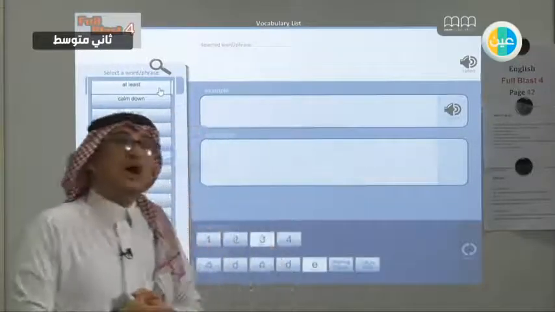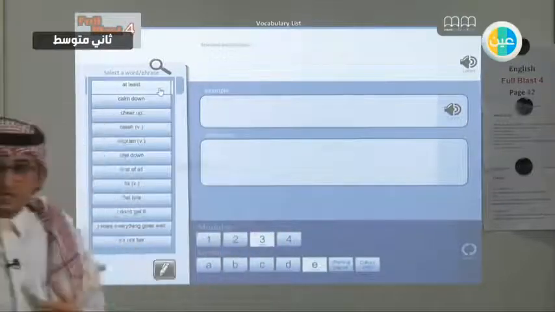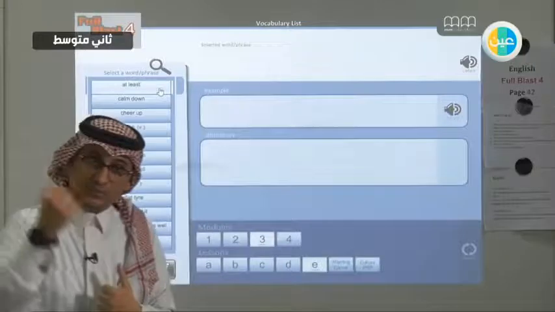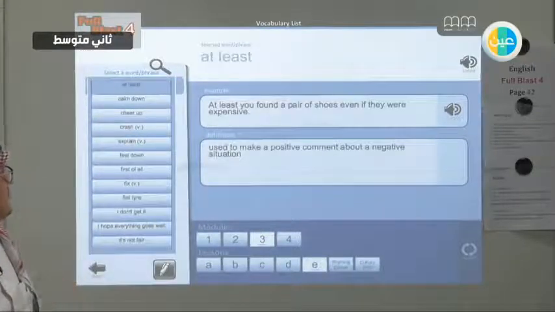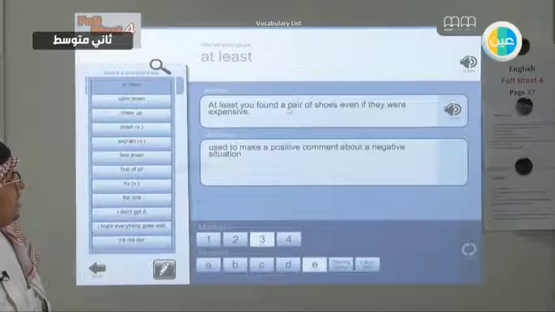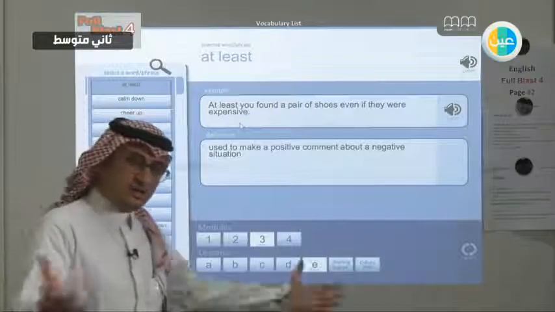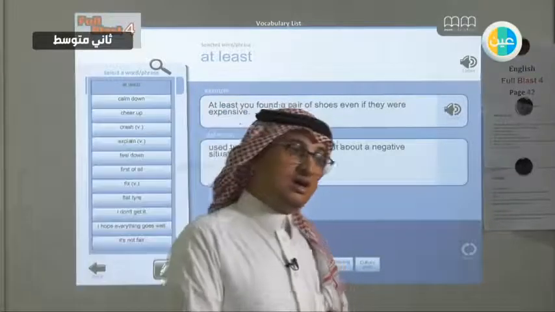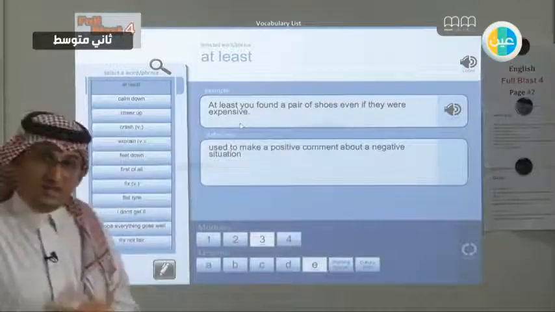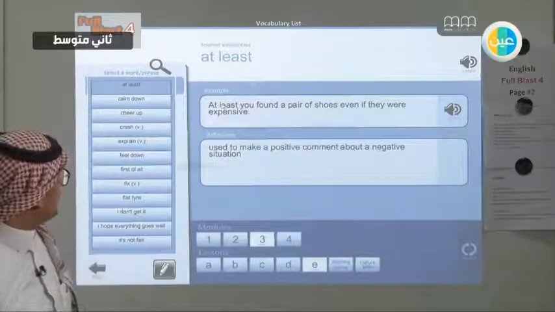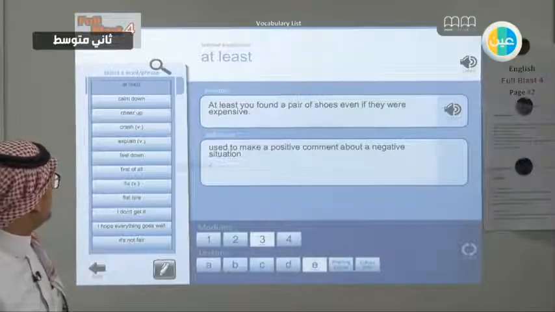So when I have a positive comment about your situation, okay, I have to use at least. Okay, look at this example. At least you found a pair of shoes, even if they were expensive, okay. In the end you got them, okay. So it's something positive here. Used to make a positive comment about a negative situation.